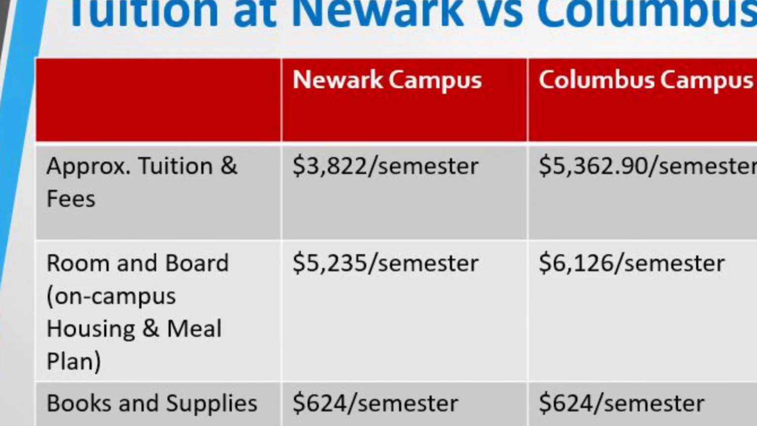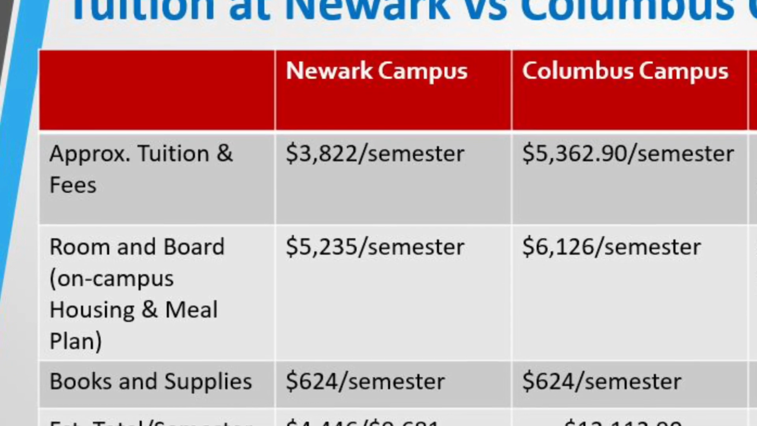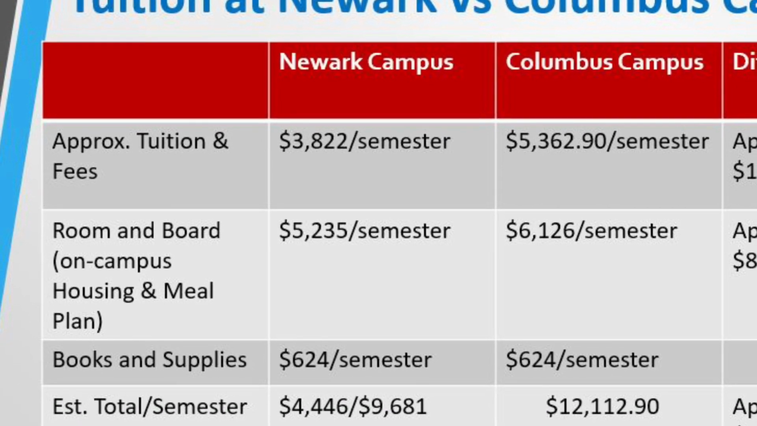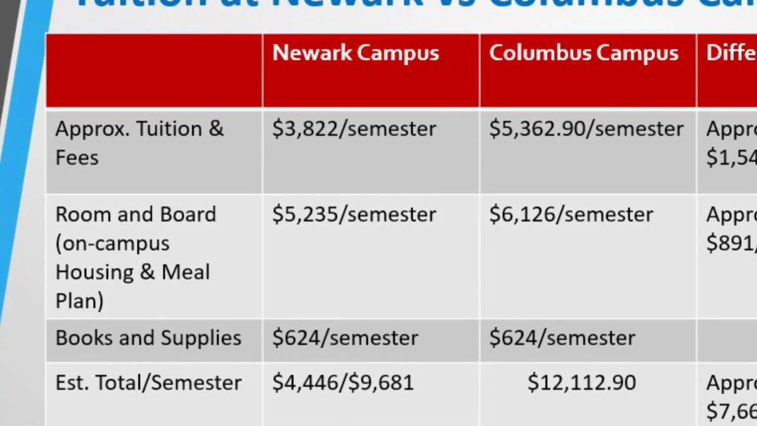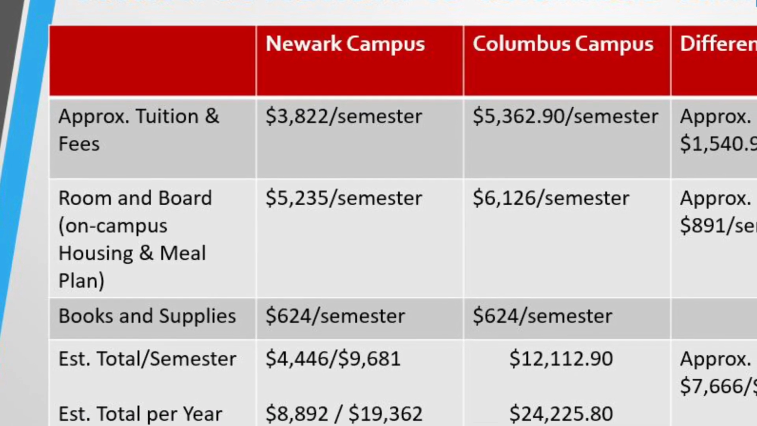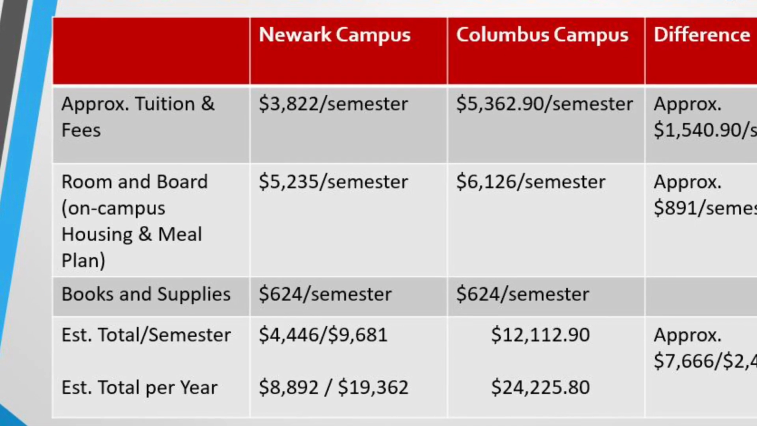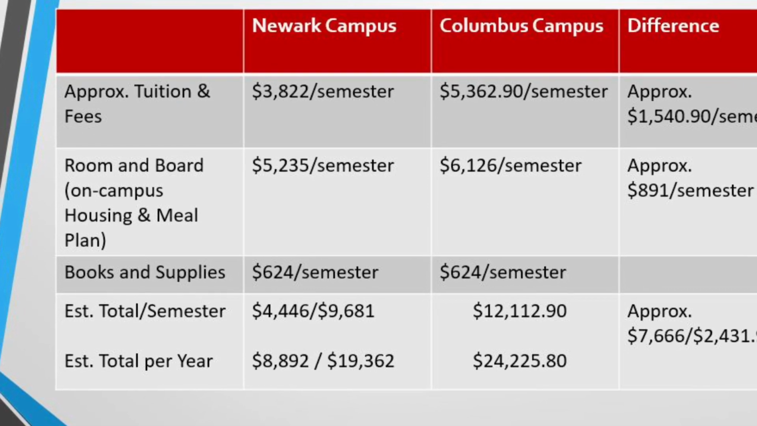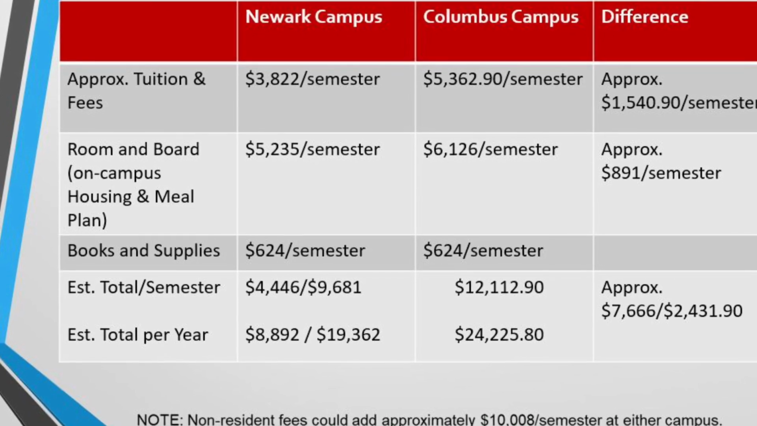So your estimated totals with your tuition and books would be a little over $4,400 here at the Newark campus, whereas at the Columbus campus you have the housing included, and so that could be a little over $12,000 per semester. If you have tuition and housing here at the Newark campus, that could be say $8,800 a semester, or for the year a little over $19,000. At the Columbus campus for the year, it could be about $24,000.